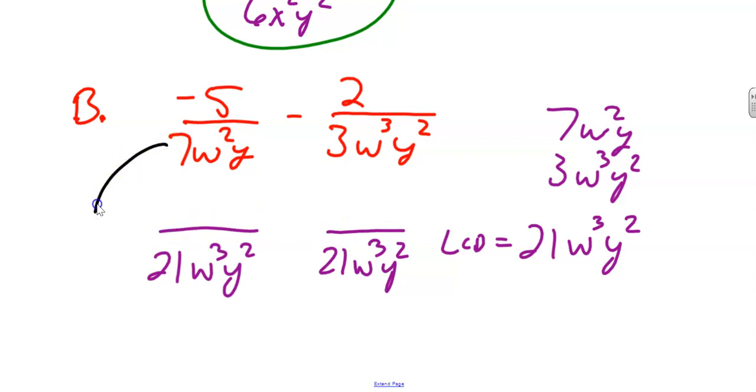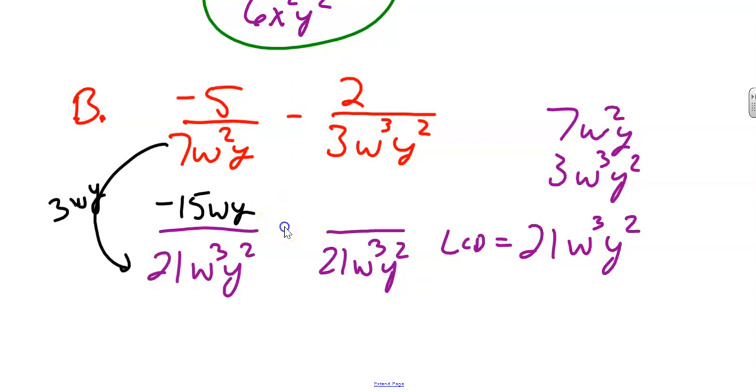Okay, first fraction. Going from here to here, we multiplied by 3. We added in a w, and we added in a y. So it's 3wy in the denominator, so we'll do the same thing in the top. So do negative 5 times 3, and then w times y.